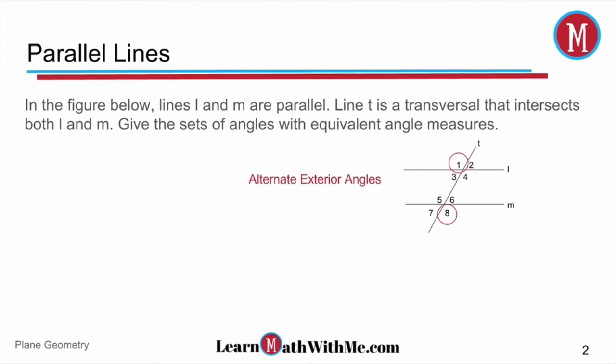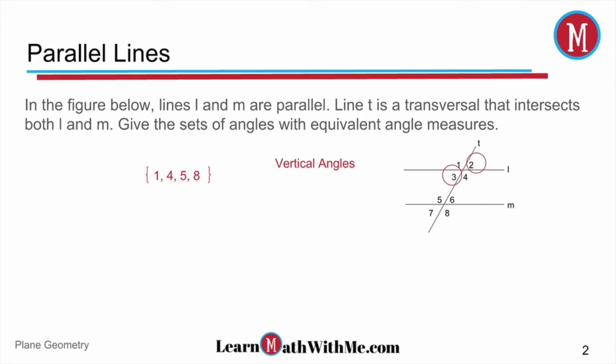Now the next thing we need to look at is something called alternate exterior angles. 1 and 8 are alternate exterior angles, and they are equivalent. Now let's look at how 8 compares to its vertical angle of 5. That gives us the set then that 1 and 4, the vertical angles, and 5 and 8 are all equivalent angles.